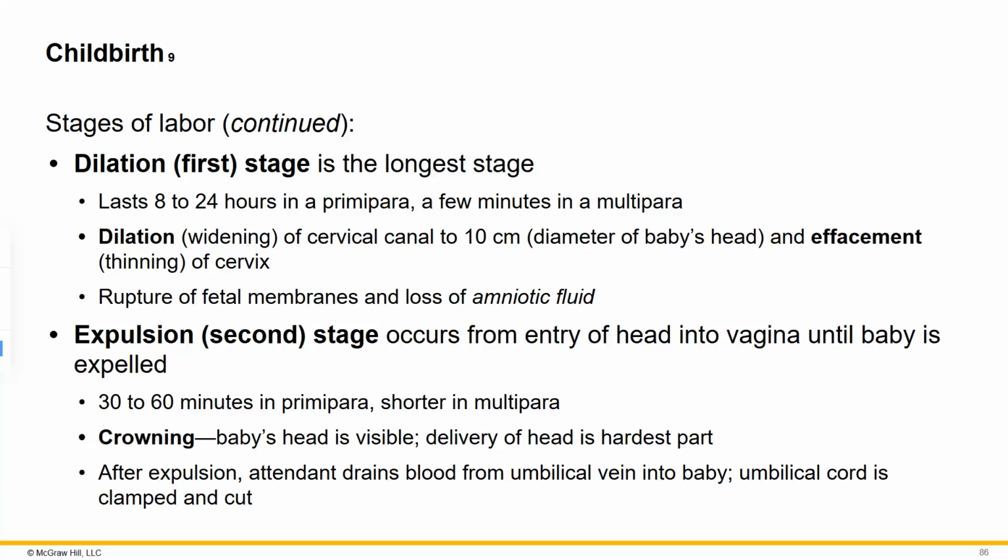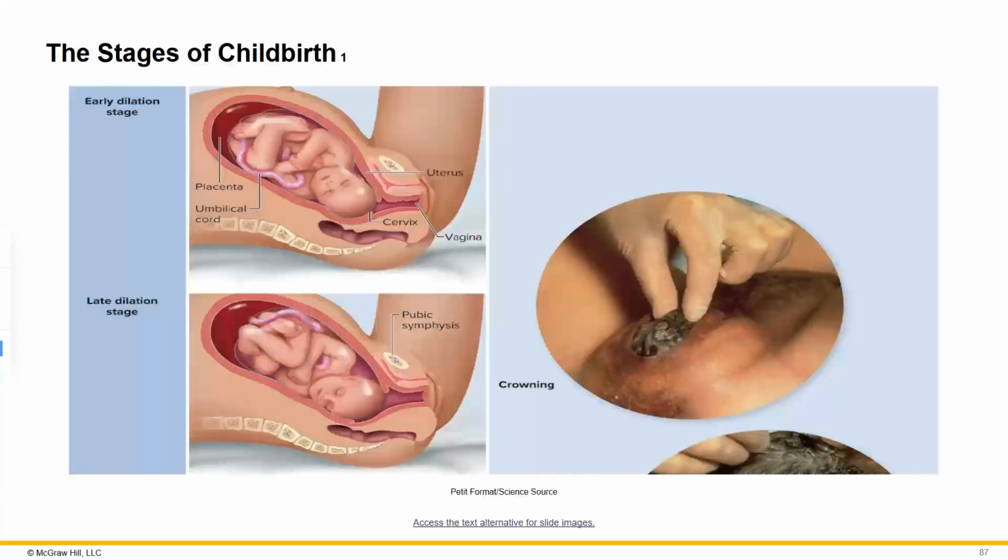The cervical canal has to reach 10 centimeters, and effacement, or thinning of the cervix, has to happen. The rupture of the fetal membranes and loss of the amniotic fluid, or their water breaking, is a part of this. Expulsion occurs from the entry of the head into the vagina until the baby is expelled, 30 to 60 minutes. Crowning, when the baby's head becomes visible, and the delivery of the head is the hardest part. So this shows those stages.